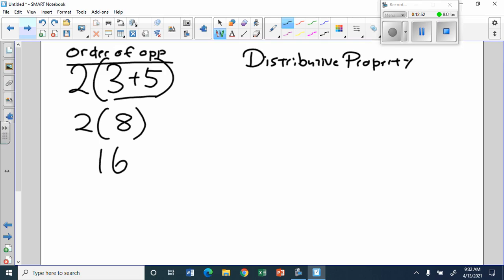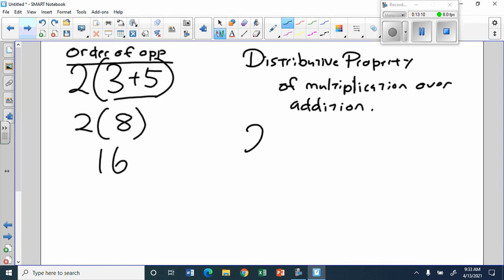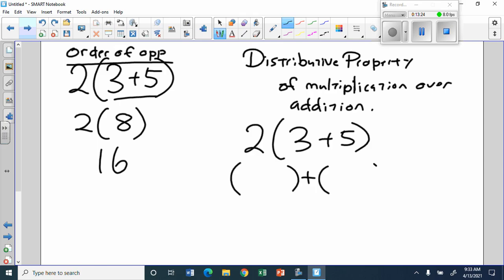The full name of the distributive property, just so you're aware, is the distributive property of multiplication over addition. What that would look like is 2 times (3 plus 5). We would distribute the 2 to everything inside the parentheses. Since there's a plus there, we're going to put a plus here. We're going to do 2 times 3 and 2 times 5. There's a hug: 2 times 3, 2 times 5. It distributed, it goes to the things on the inside.